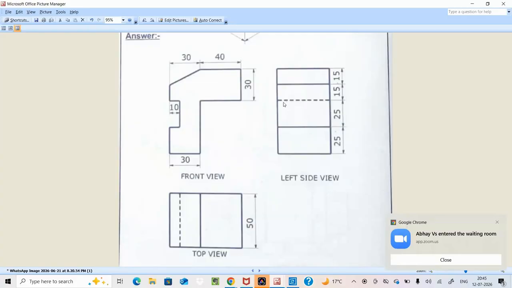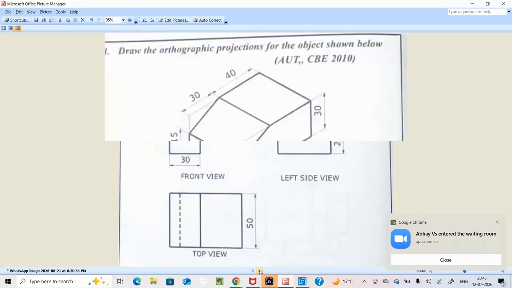The only thing is this dotted line indicates hidden lines, which are not visible in this particular view. In the left side view, this line is not visible, but the same is visible in the front view. Similarly, this cut portion is visible in the front view, and in the top view it is not visible. So for that reason we have shown it in the dotted part. Clear, everyone? Clear, sir. Okay, fine. Thank you.